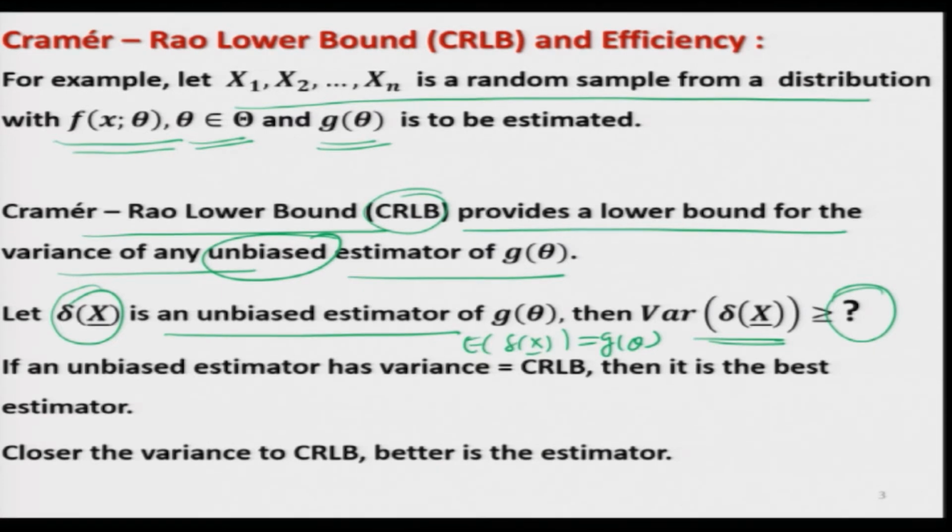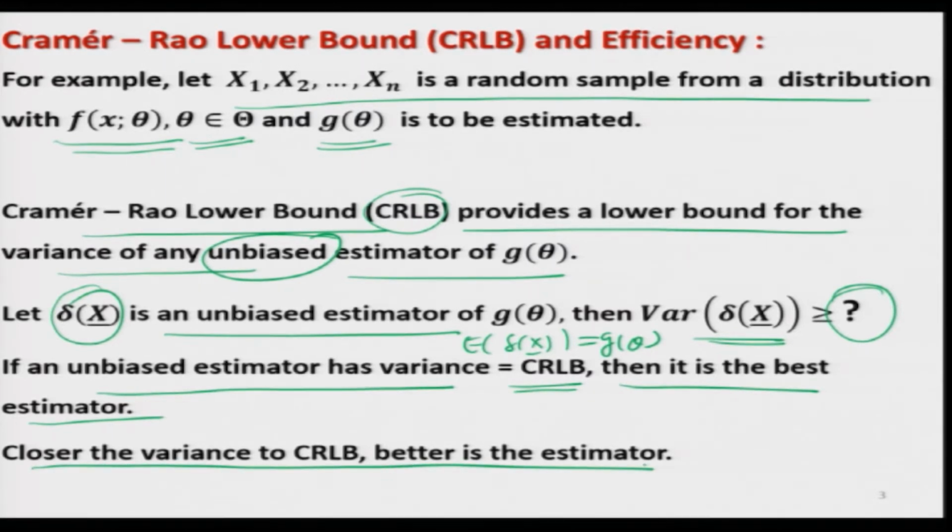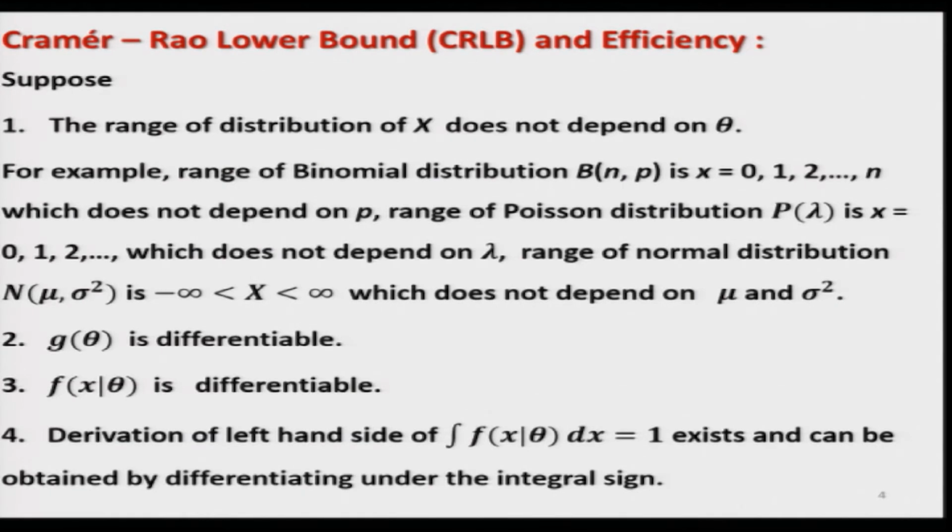Obviously that can be understood very easily: if an unbiased estimator has a variance equal to the Cramer-Rao lower bound, then it is the best estimator that can estimate the parameter g(theta). So the simple rule is, the closer the variance to CRLB, the better the estimator, and that is why this Cramer-Rao lower bound is very popular when you are working in real data science.